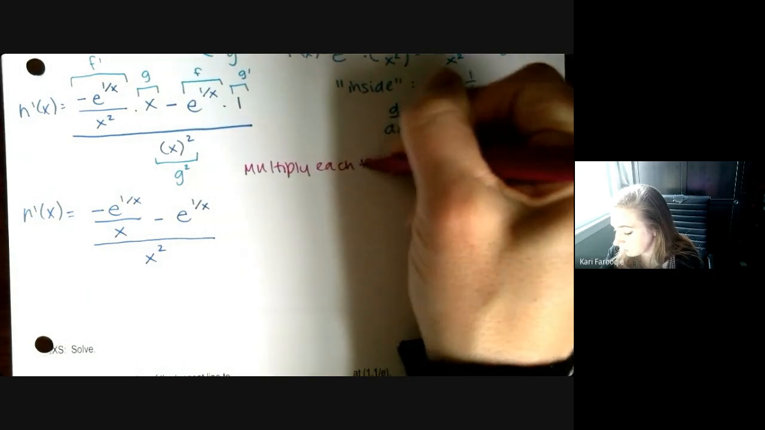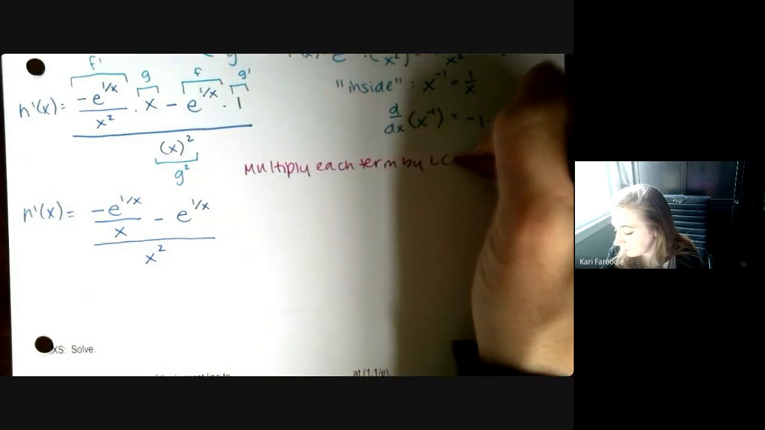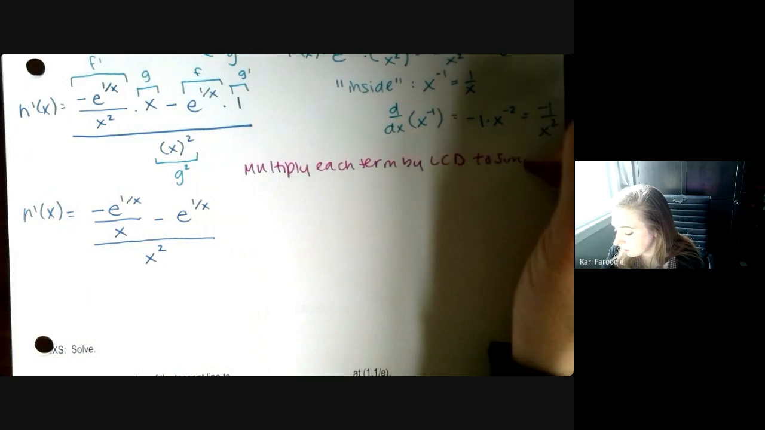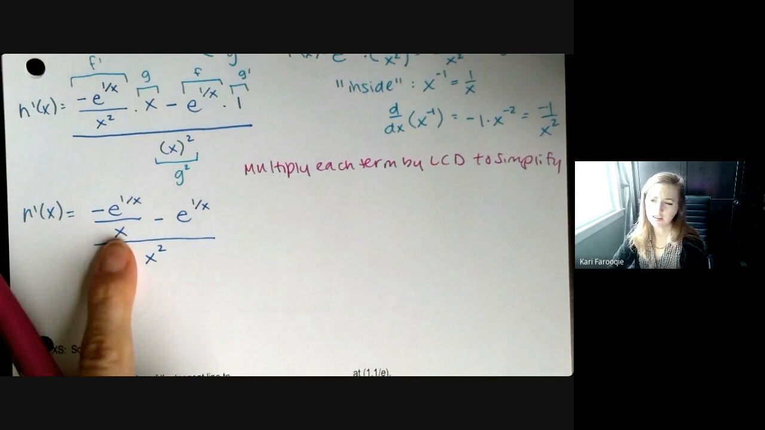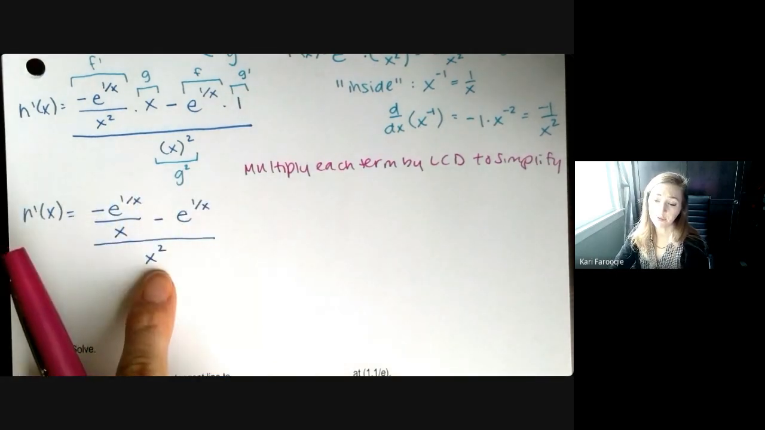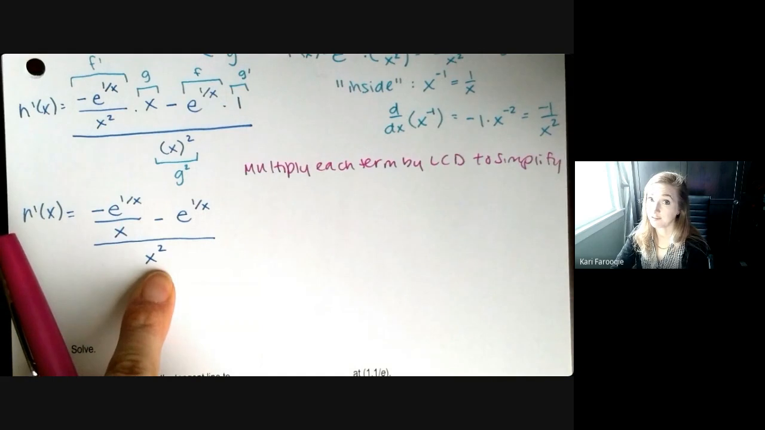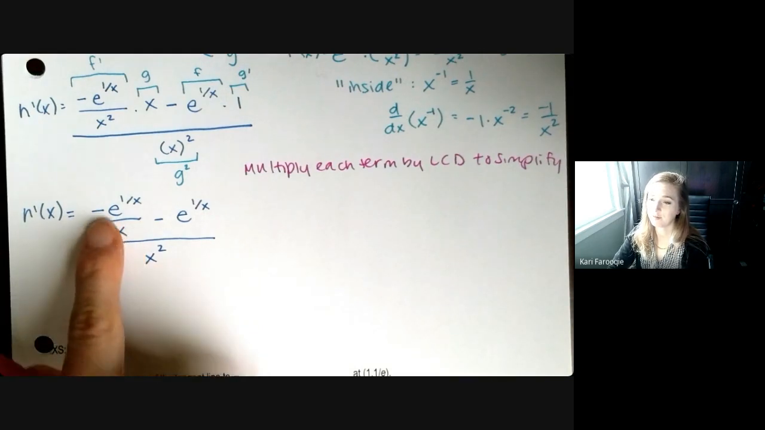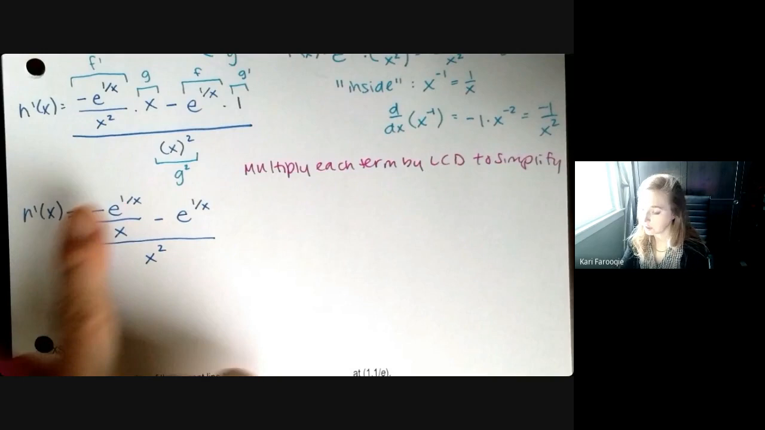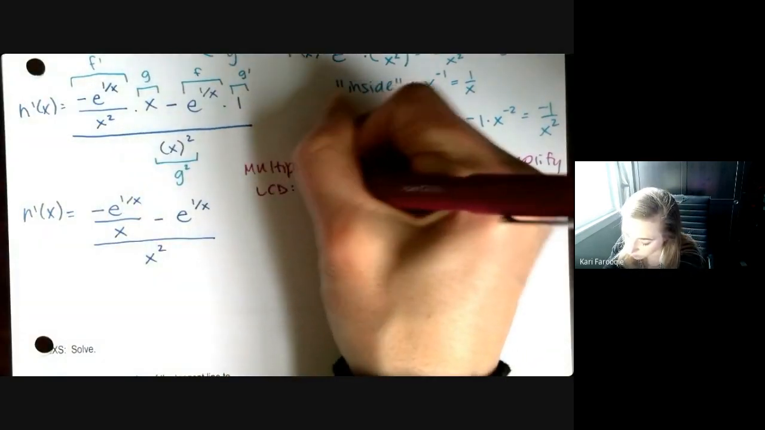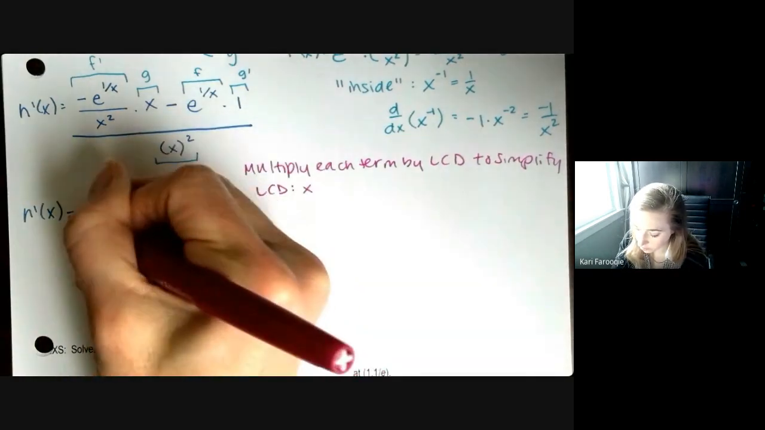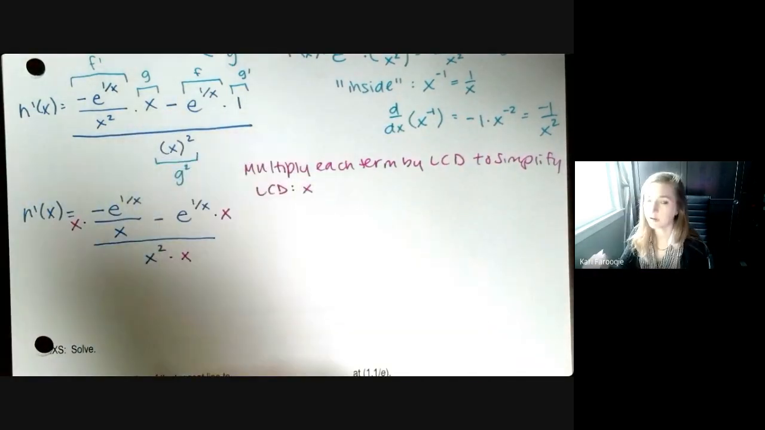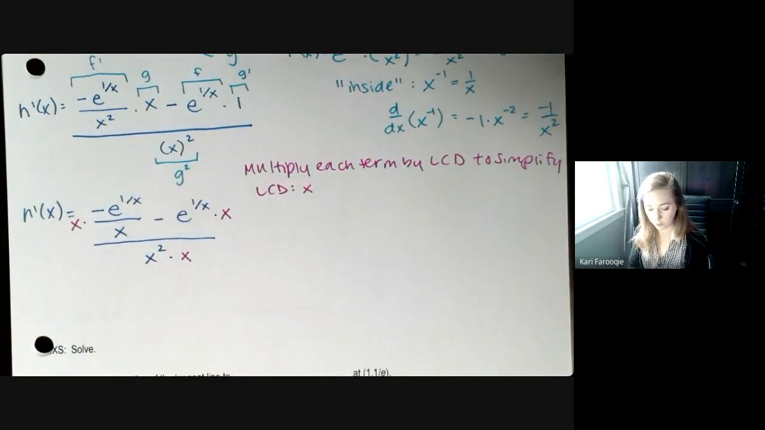Multiply each term by the LCD to simplify. And the LCD in this case is x, because looking at each individual fraction that you see, and you're looking for the least common denominator of the denominators, this is the only like fraction within a fraction that you have. So your LCD in this case is going to be x. The goal here is to get rid of this compound fraction, or this complex fraction, I should say.